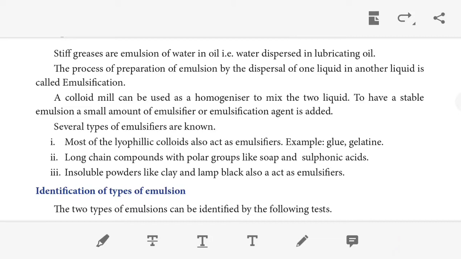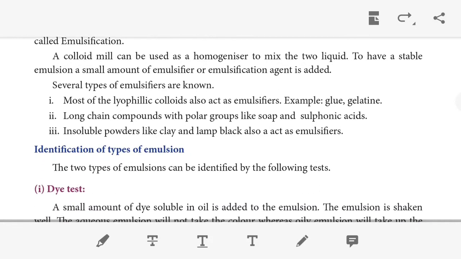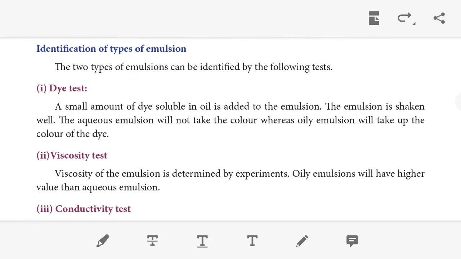How to identify the type of emulsion? The two types of emulsion can be identified by the following tests. The first test is the dye test. The second one is the viscosity test. The third is the conductivity test.